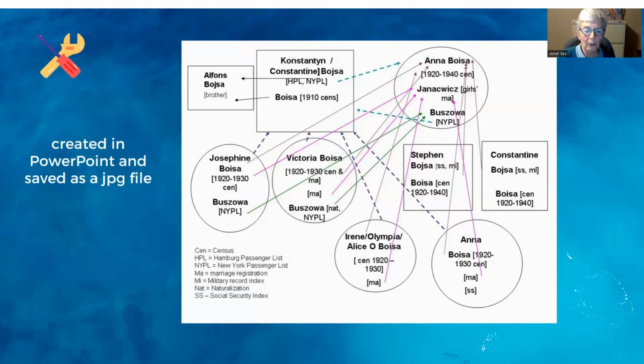I recorded the sources with the abbreviations. So I used census records, Hamburg passenger list, New York passenger list, marriage registrations, military records, indexes, naturalization records, and Social Security index.